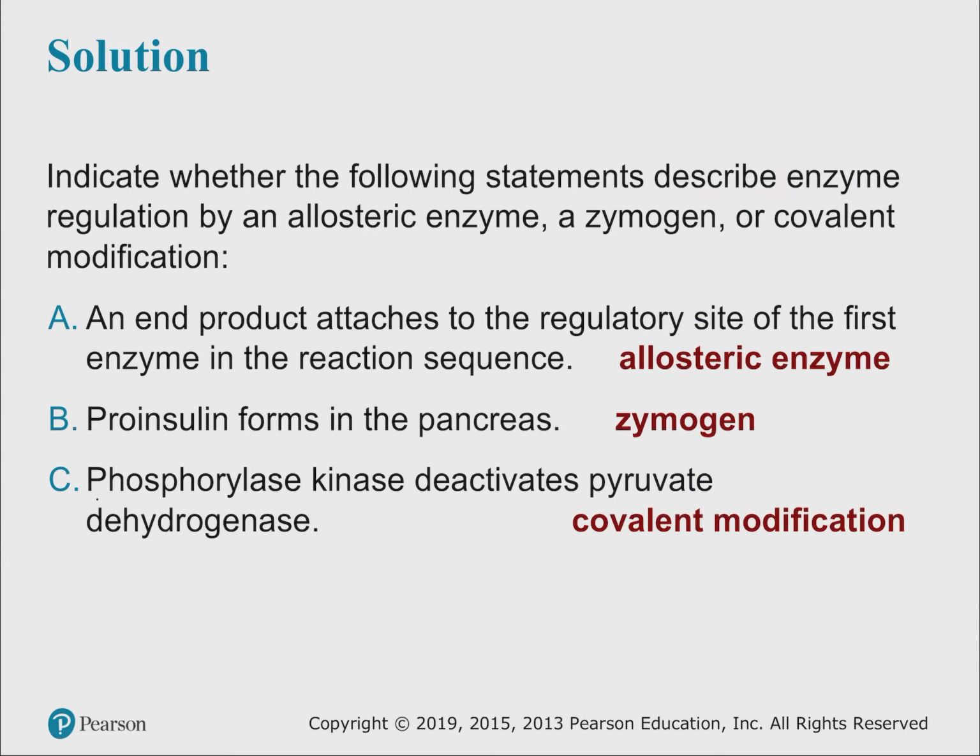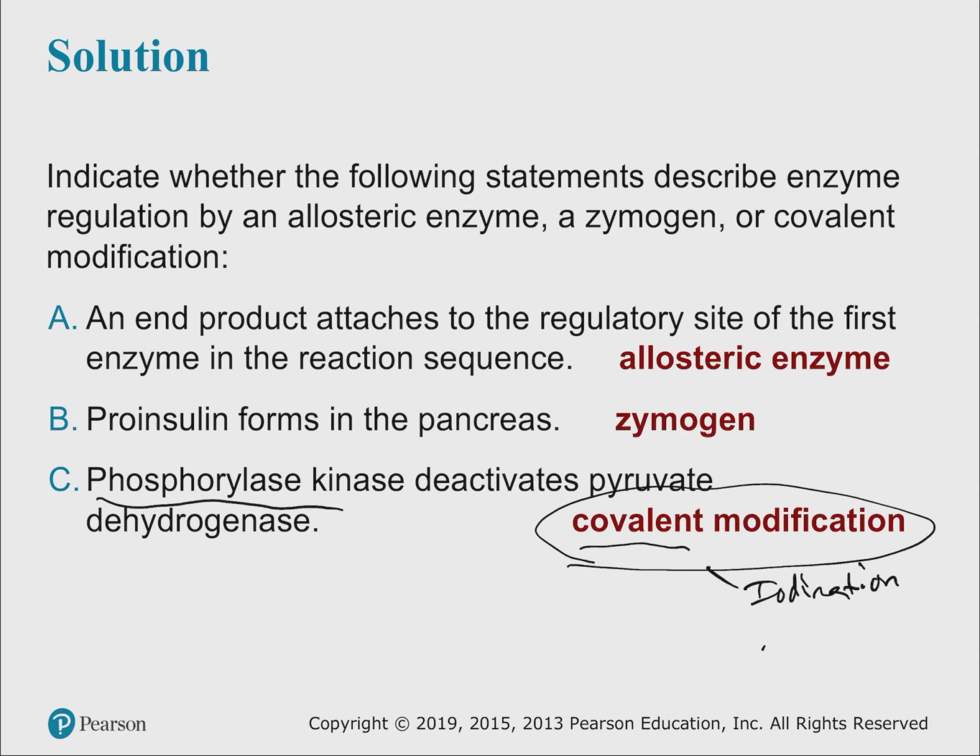A phosphorylation is a covalent modification. So this is kind of a general term. Phosphorylation, adding a phosphate group, counts as a covalent modification. So phosphorylation is just a subset of covalent modification. Things like iodination or methylation, hydroxylation: adding a hydroxy group, a CH3, right, and iodine.